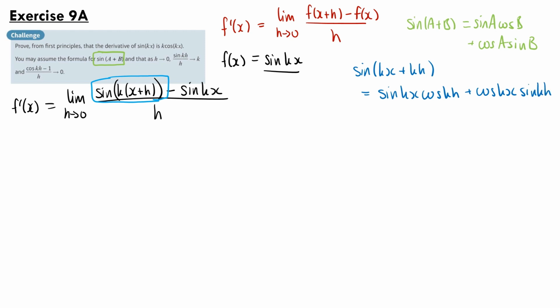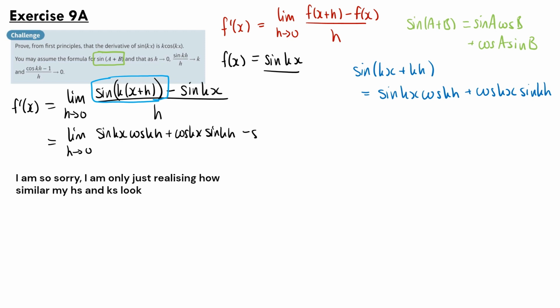Okay, then we can plug that straight into the limit. So the limit as h approaches 0 of, then we're going to have sine of kx cos of kh plus cos of kx sine of kh, take away sine of kx, all over h.